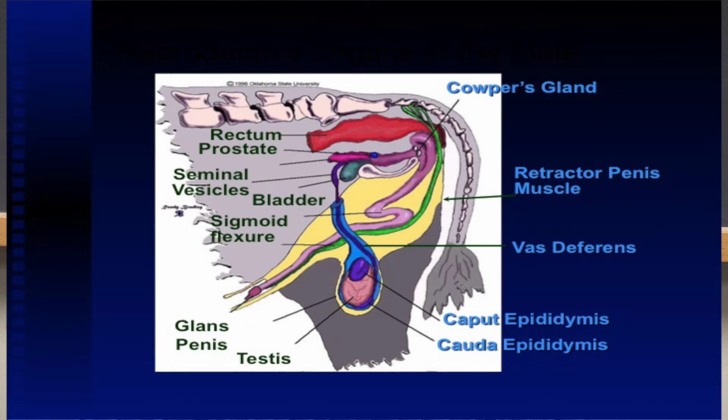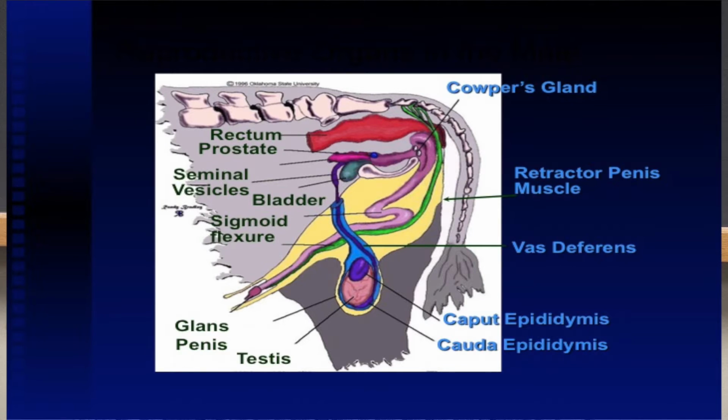The bull penis has what we call a sigmoid flexure in it, and what happens during sexual activity, the retractor penis muscle relaxes and it straightens out that S that you see right there, which causes erection of the penis and allows for copulation there.